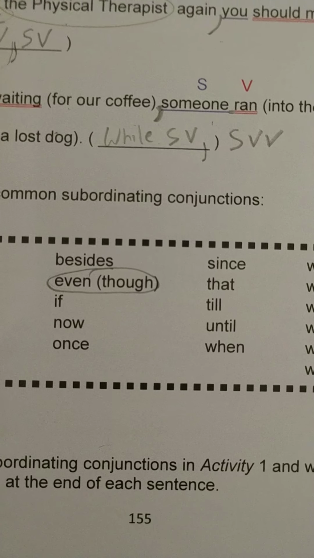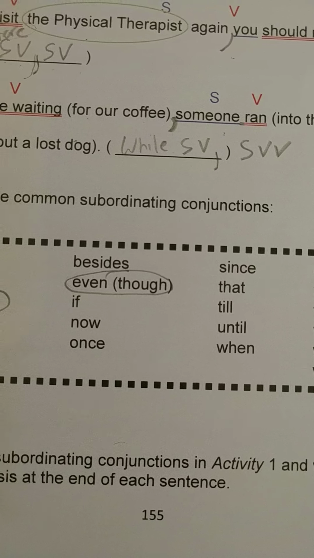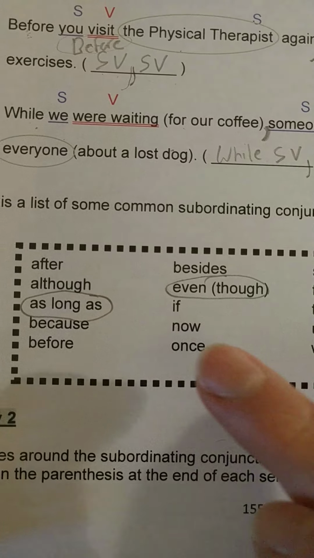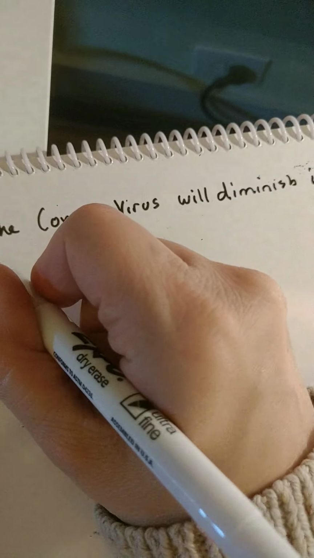Now, a complex sentence is two simple sentences that are stuck together with a subordinating conjunction. So let's start with if, because that's an easy one. Okay, the coronavirus, very hot topic, will diminish if everyone stays home.